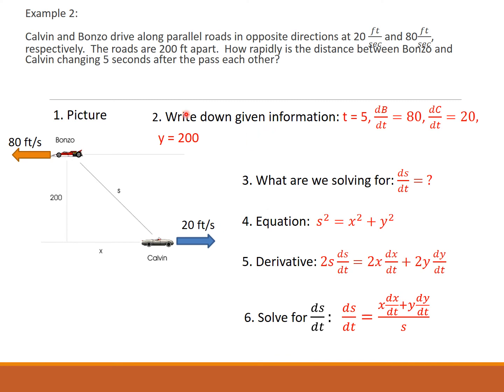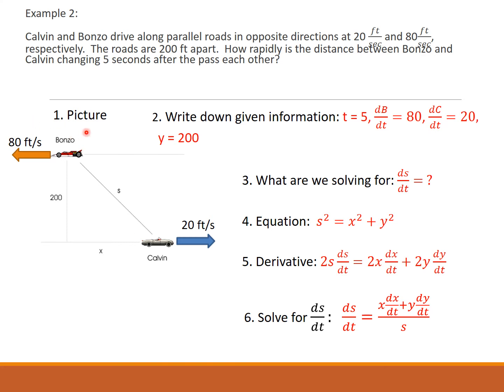So let's move on to a little less easy example. In this problem, we have Calvin and Bonzo driving along parallel roads in opposite directions at 20 feet per second and 80 feet per second respectively. So Calvin's going 20 and Bonzo's going 80. The roads are 200 feet apart, and they want to know how rapidly the distance between Bonzo and Calvin is changing 5 seconds after they pass each other.